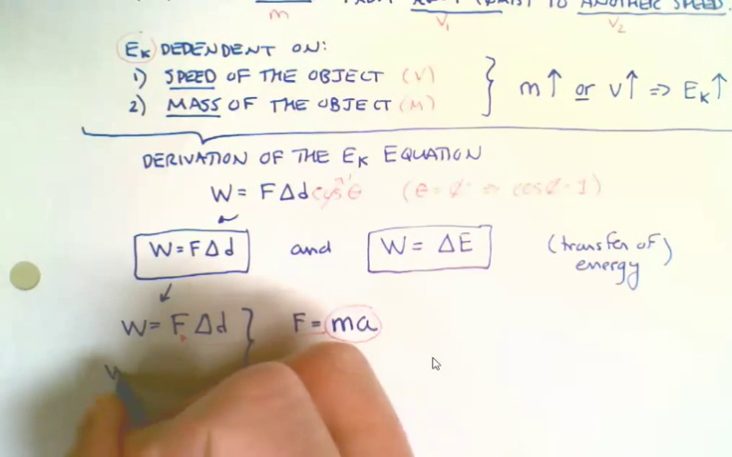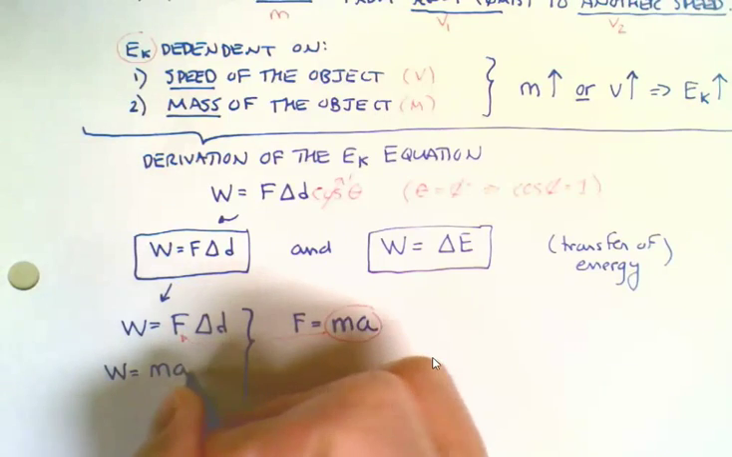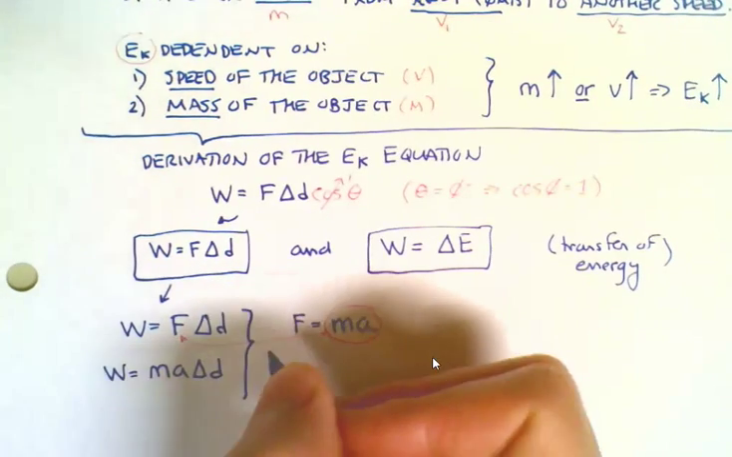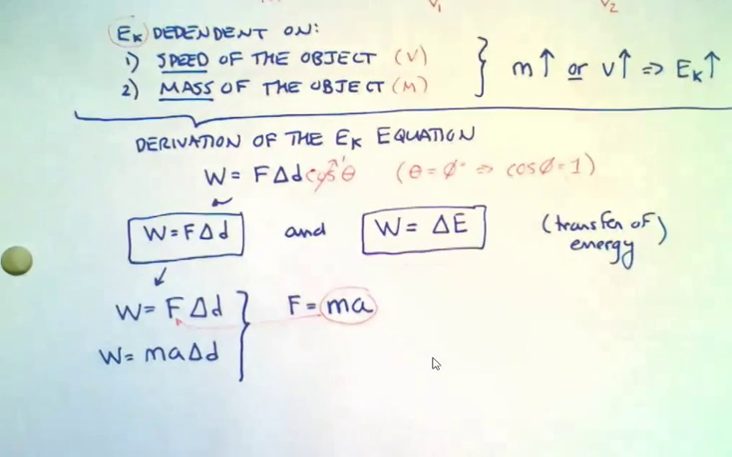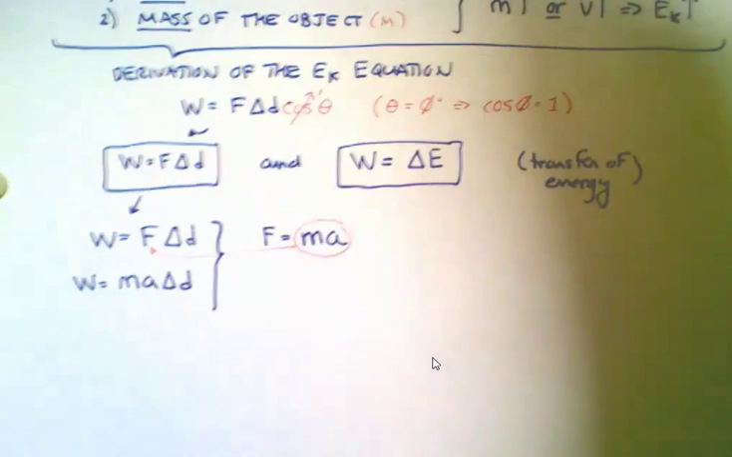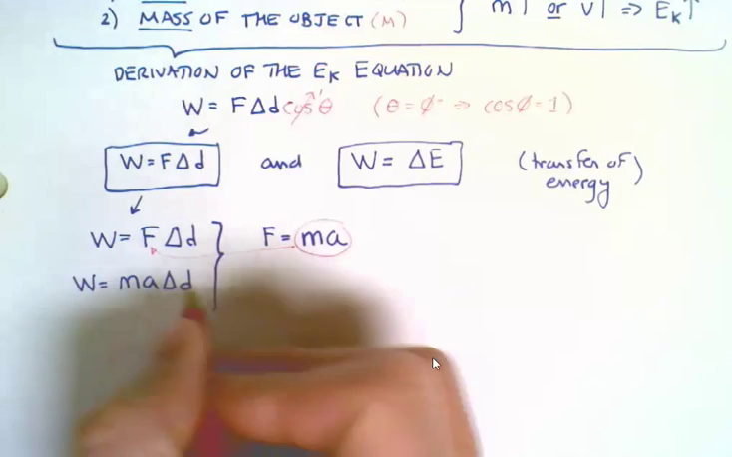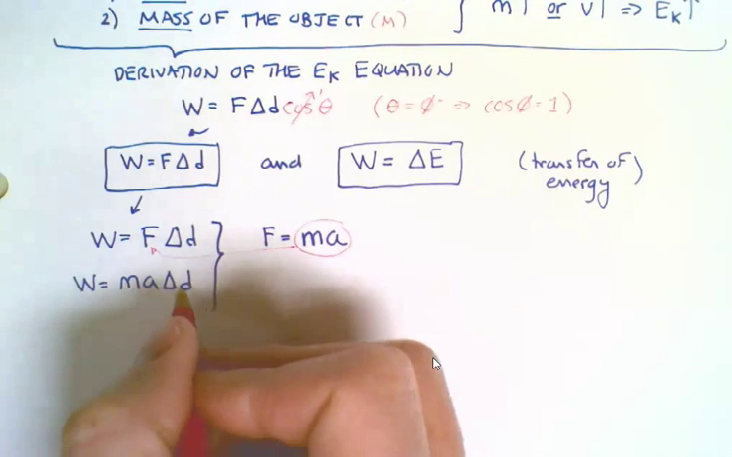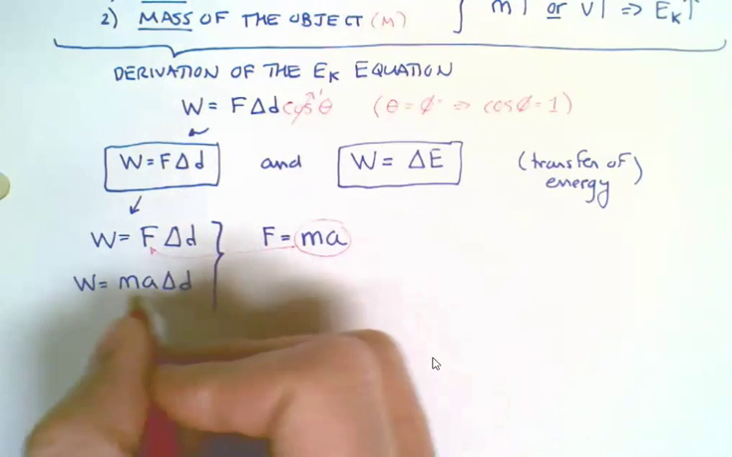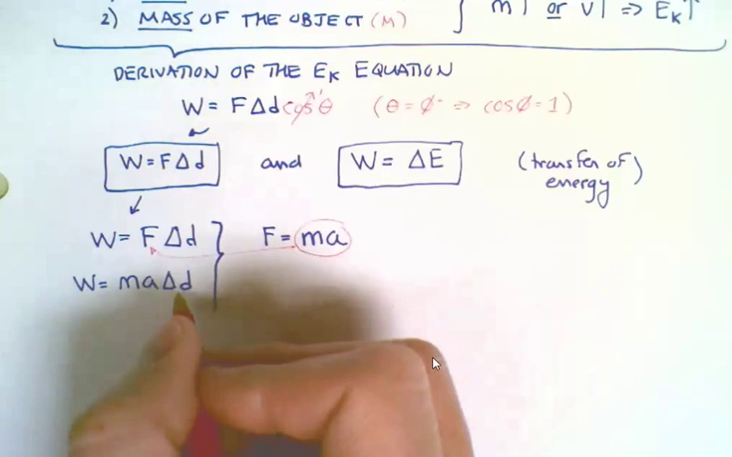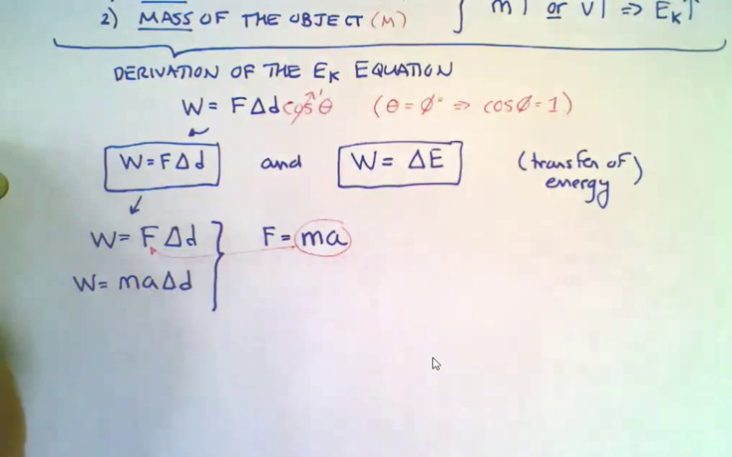Substitution is a very powerful technique in mathematics and in science to get new relationships for variables given some old variables. I like to call this the MAD equation. So work equals MAD, mass times acceleration times delta D. Well, we've got an acceleration there and a delta D, which is not speed. We have the mass there, but we don't have the speed. So we're going to do one other thing.